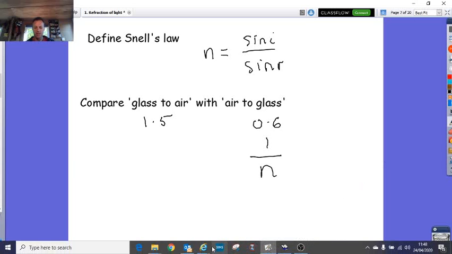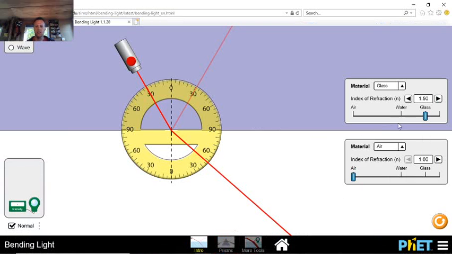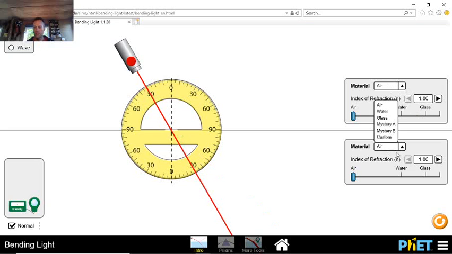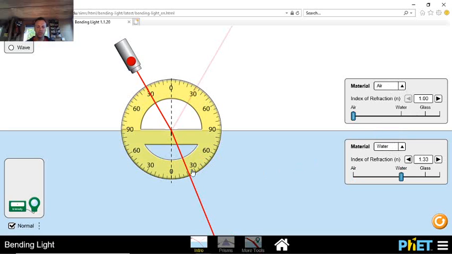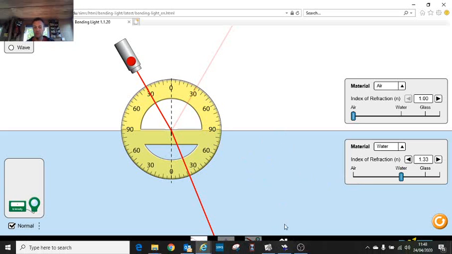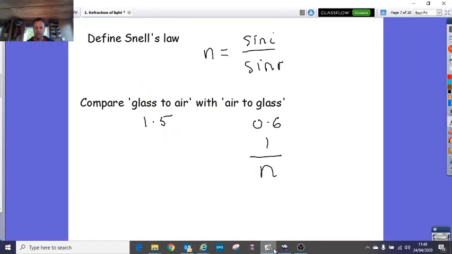What I mean by that is, if I go back to my simulation here, I'm now going to put this one as air, and this one is now going to be water. We get a different angle now. Here, the simulation shows you 1.3. In other words, the refractive index for air going to water is 1.33. It's different, and it makes sense because the light slows down by different amounts. And we have refractive indices for loads of transparent materials.